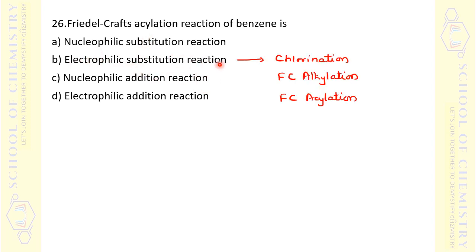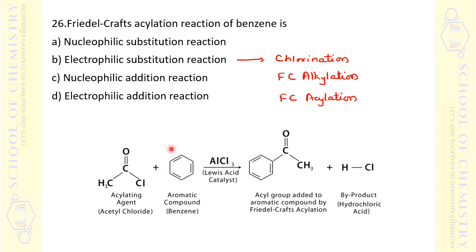So in electrophilic substitution reactions of the benzene ring, you must have studied chlorination, Friedel-Crafts alkylation, and Friedel-Crafts acylation. All these are electrophilic substitution reactions. You can go through the mechanism of all these. Definitely it will be very basic and very important. So now the Friedel-Crafts acylation reaction, I have shown it here. The acylating agent usually will be acetyl chloride. In its place, acetic anhydride can also be used, but usually the acetylating agent will be acetyl chloride.